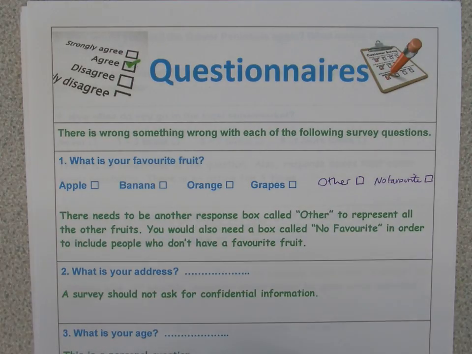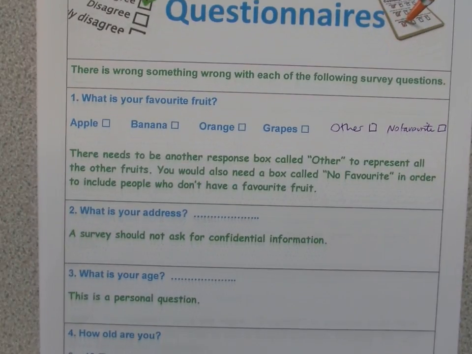It's obviously quite difficult to have a box for every type of fruit because there are lots and lots of fruits. But the way we've done it here, we list the most popular ones, then one for other, and of course one for no favourite. So at least then you can tick one of the boxes. Question 2, what is your address?